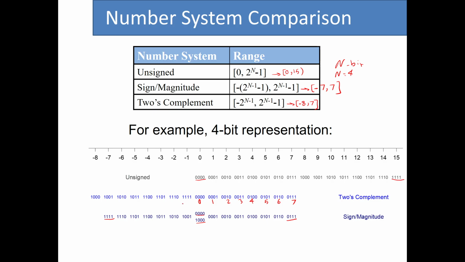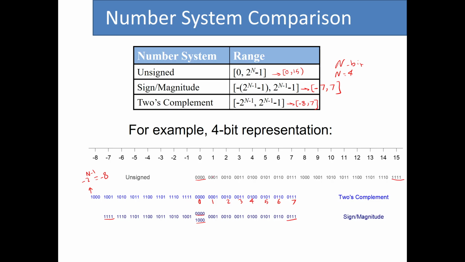And the reason for that is that the weight associated with the most significant bit was negative 2 to the n minus 1, or for 4 bits it was negative 8, right? So this is something that you have to consider, that the order is different between positive and negative numbers, right?